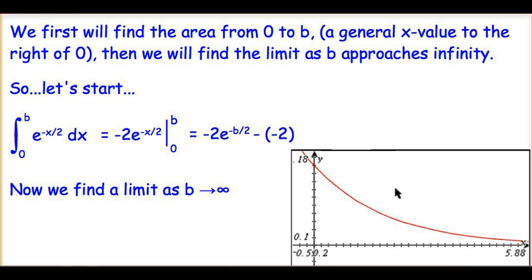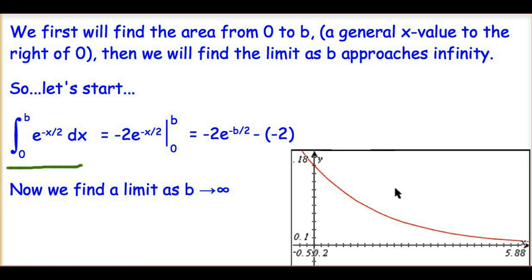So the first thing we have to do is to find the area from 0 to b, which is just going to be a general x value to the right of 0. And then once we find that, we will find the limit as b approaches infinity. So the very beginning part of this process is no different than what we've done in the past. So if we go to integrate this integral here, we're going to use u substitution, and I didn't show the steps, so if you want to pause and make sure that you understand how to get from the first step to the second, please do so.